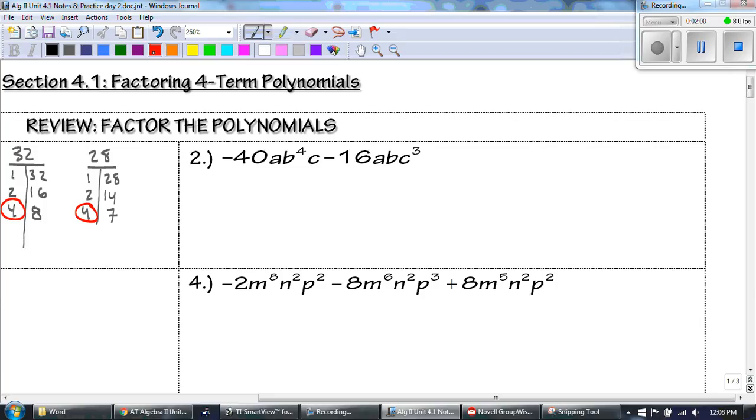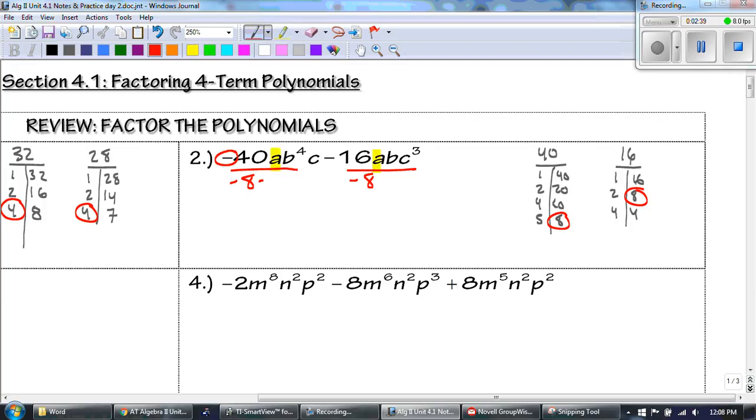All right, number 2. Once again, if you don't know what the GCF is, you are going off to the side and writing down all the factors. So 1 and 40, 2 and 20, 4 and 10, 5 and 8, 1 and 16, 2 and 8, 4 and 4. Okay? So my leading coefficient is negative, so my GCF is negative.